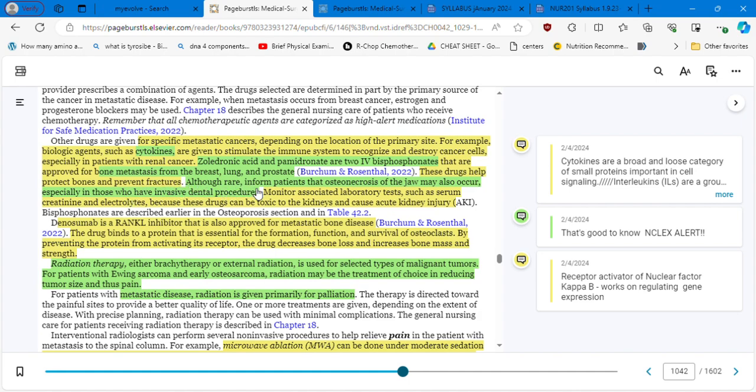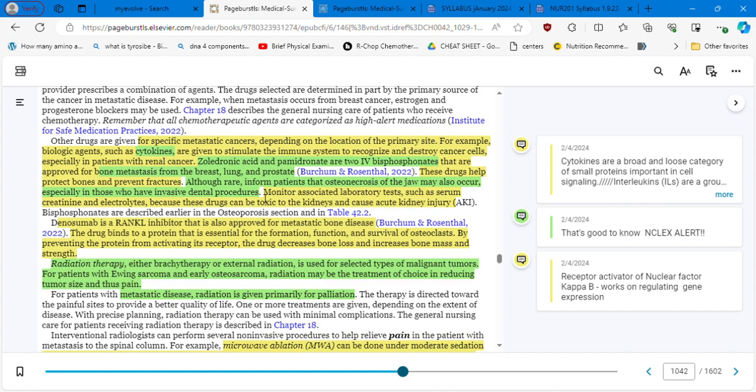Although rare, inform patients that osteonecrosis of the jaw may also occur, especially in those who have invasive dental procedures. That's why you need to review your medications, okay? And this is good to know.